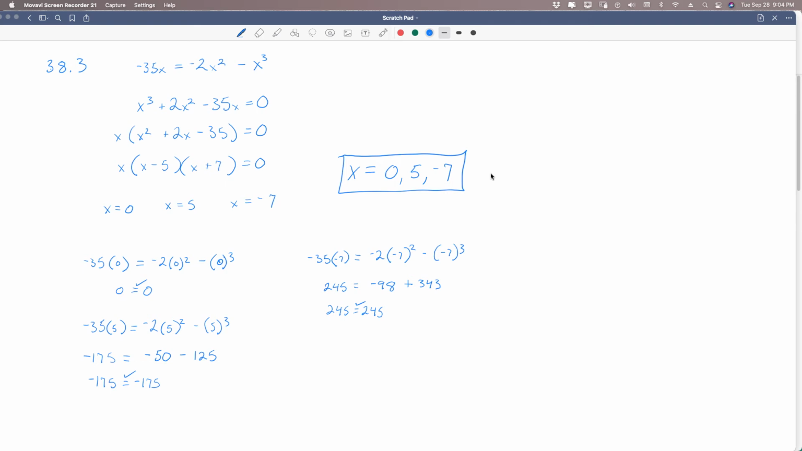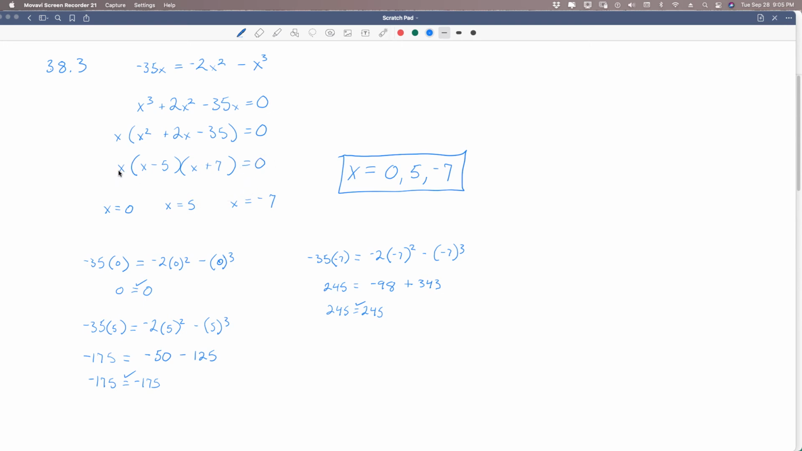All right, my students, for 38.3, we factored. First, we had to put our trinomial in standard format. Then, noticing we had a third degree trinomial, we factored out an x because we had an x in each one of our terms. Then we factored the trinomial into two binomials. So we ended up with x times x minus 5 times x plus 7, which meant we had 1, 2, 3 factors that could be 0.